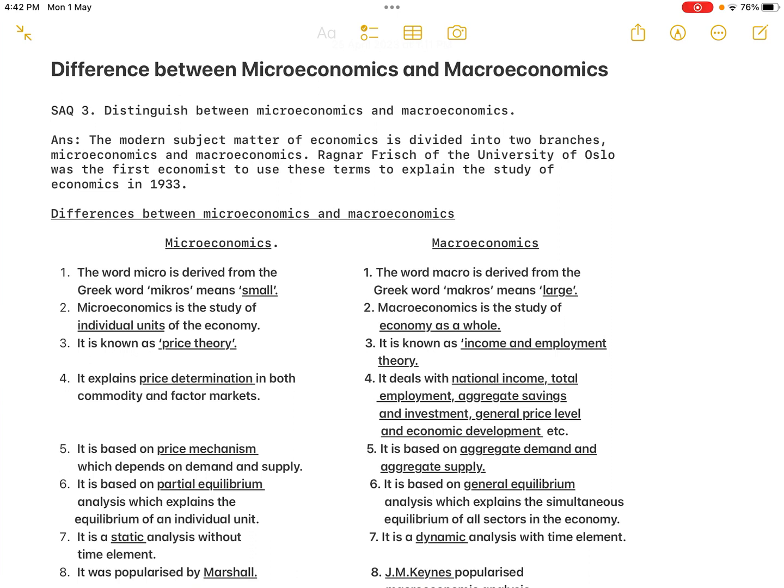In today's class, we will move on to the next 5 marks question, difference between microeconomics and macroeconomics. So this is SAQ 3, distinguish between microeconomics and macroeconomics.